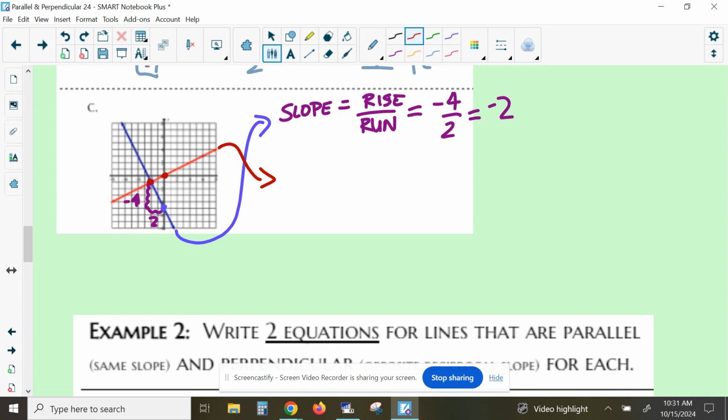So between those, how much do I have to rise and run? Up 1 and over 2. So are those both positive? Up and to the right? Yep. So my slope is going to be rise 1, run 2.